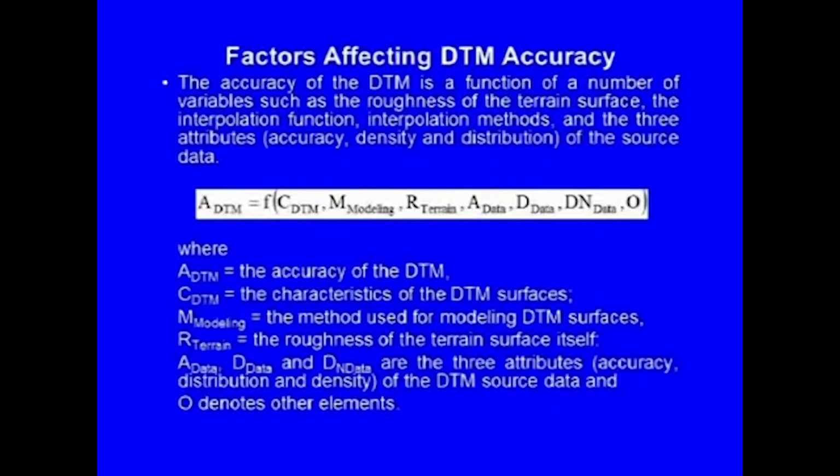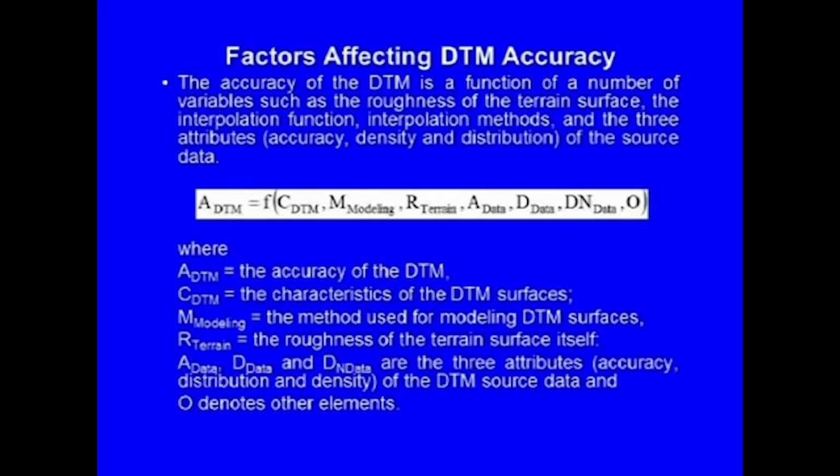Now, let us look at the factors which affect DTM accuracy. The accuracy of the DTM is a function of a number of variables such as the roughness of the terrain surface, the interpolation function, the interpolation methods, and the three attributes accuracy, density, and distribution of the source data.